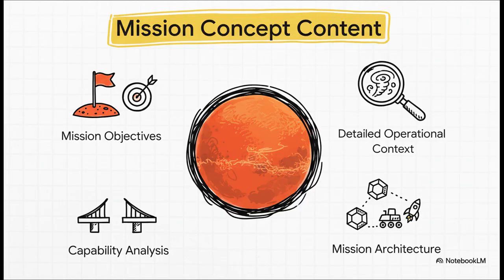I mean, look at this. It sets crystal clear objectives, right? Something like, we need to be self-sufficient in 10 years. But it also forces you to get real about the operational context, the unbelievably brutal Martian environment. And that leads you to a capability analysis, which is basically taking a long, hard look at the tech we have versus the tech we're going to have to invent just to stay alive.